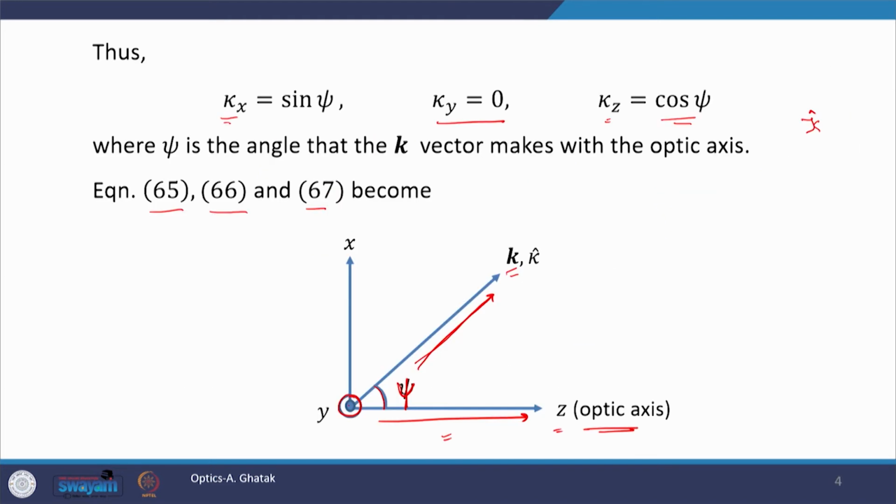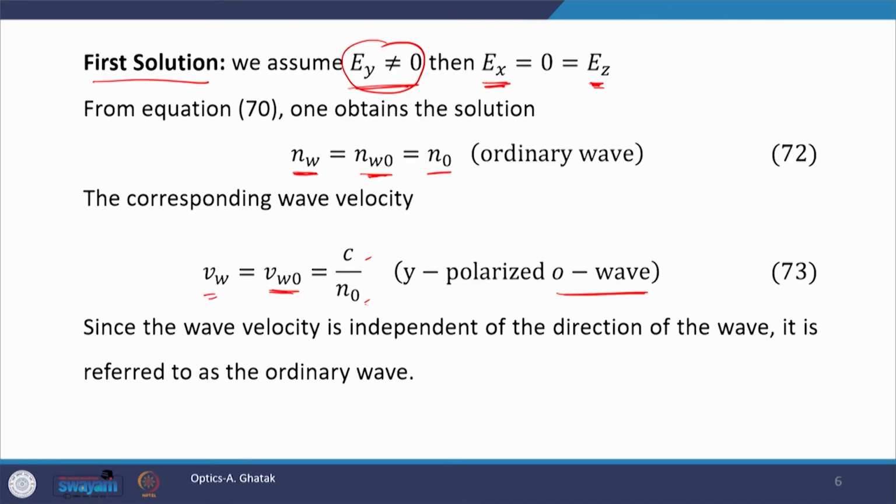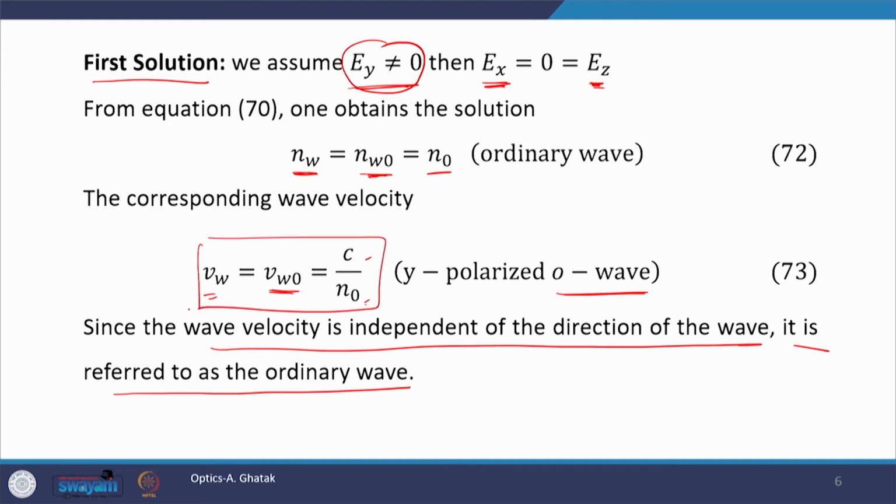Do see here in this figure, since it is a y polarized wave, the direction of E is perpendicular to k as well as the optic axis. Now, since the wave velocity is independent of the direction of the wave, it is referred to as the ordinary wave. You see, there is no dependence on psi. The velocity is independent of the direction of propagation. Our refractive index is independent of the direction. It is a constant quantity, irrespective of the direction, it is the same.